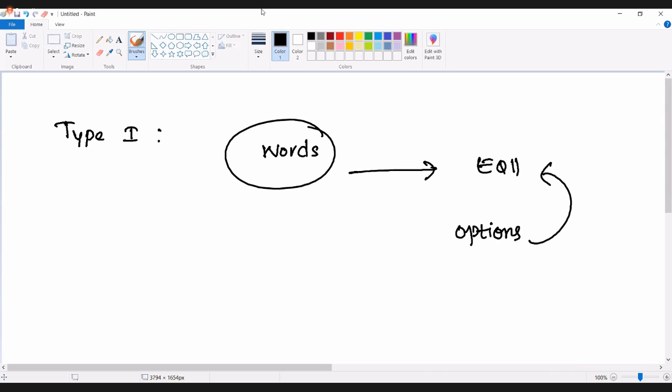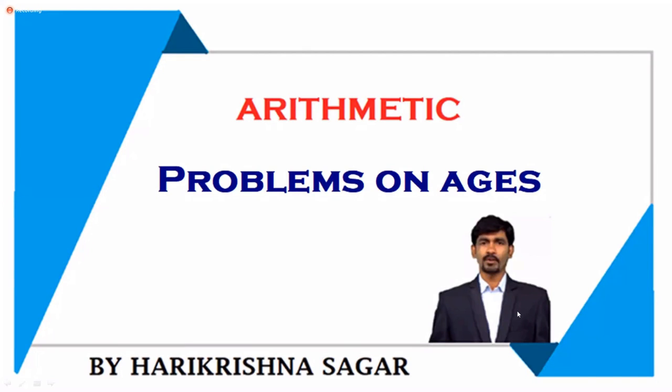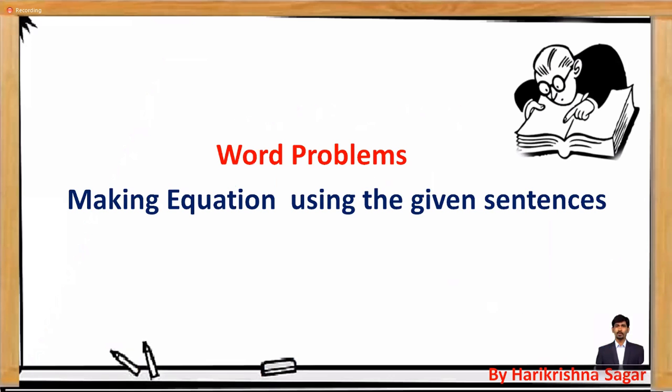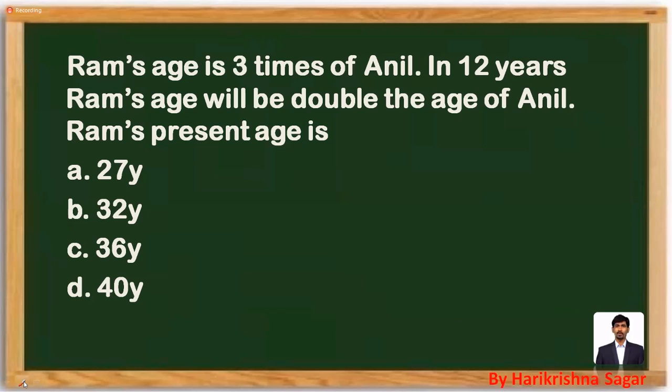So let's start with the discussion by taking the first question available, first model. Problems which are related to ages. Making equation using the given statements is the type 1 question of word problems. Look at the first question which is available on the screen. We can use different kinds of shortcuts. We'll discuss all those shortcuts so that you will get clarity in solving the question.